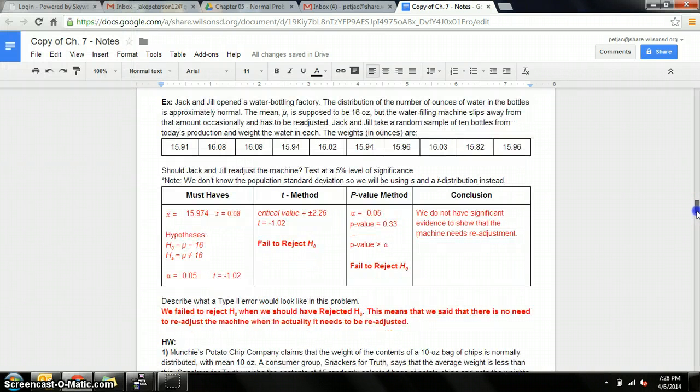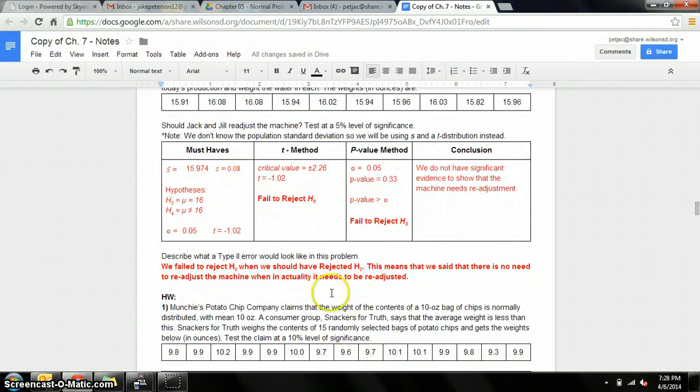Okay. The last question here says describe what a type 2 error would look like in this problem. So type 2 error, remember type 2 errors are when we fail to reject the null hypothesis when we should have rejected it. So in this case, this means that we said there is no need to readjust the machine, when in actuality it needs to be readjusted. Okay, so you can plan on that.